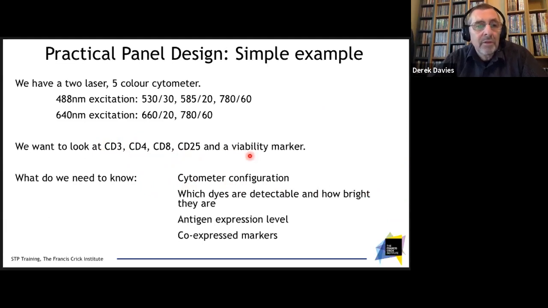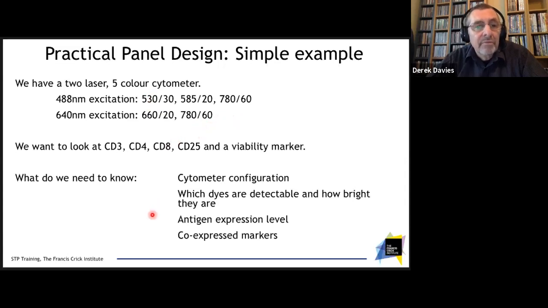So what do we need to know? We need to know our cytometer configuration. Now, luckily, that's written up here. So we know that we have at our disposal a 2-laser, 5-color flow cytometer. That's a little bit too broad, isn't it? We need to know what lasers they are. So I've got a 488 laser, blue laser, and a 640 red laser. Even that's not good enough. I need to know how many detection channels I have on each. So I have 3 from the blue laser, 2 from the red laser, and I also now know which optical filters are in those 3 channels.